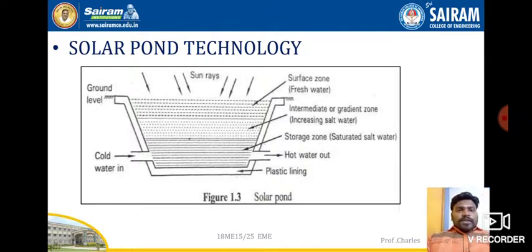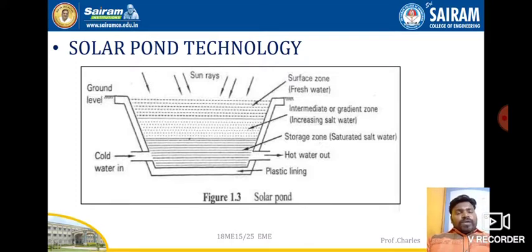So let us see the different components that we come across here. At the ground level, the sun's radiation falls on the top surface, which is fresh water. If you go a little deeper, there is an intermediate or gradient zone, which has increasing salt concentration. A little deeper is the storage zone, which is saturated salt water. Here hot water is obtained, and this is covered by a plastic lining so that there is no heat transfer outward.